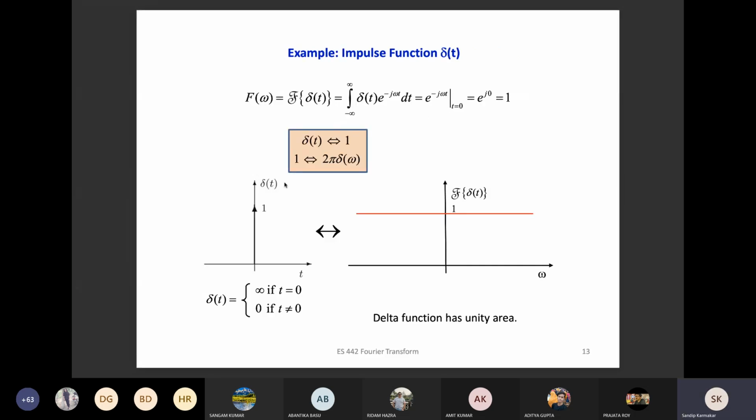For example, if you have the impulse function, the Fourier transform of the impulse function is the integral from minus infinity to plus infinity of delta(t) e to the power minus j omega t dt, equal to e to the power minus j omega t at t equal to 0, because at all other places the impulse function vanishes. So at t equal to 0, e to the power j omega 0 equals 1. What was the Laplace transform of the impulse function?